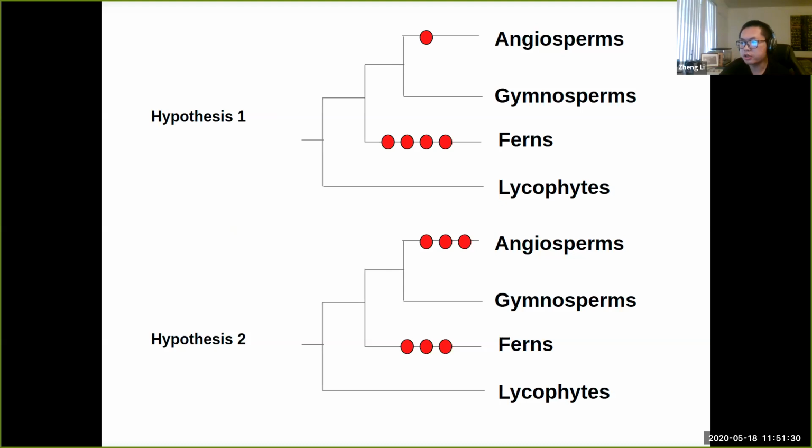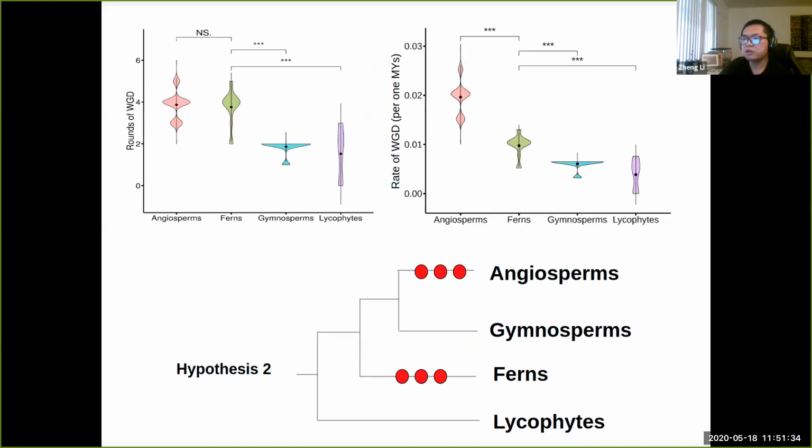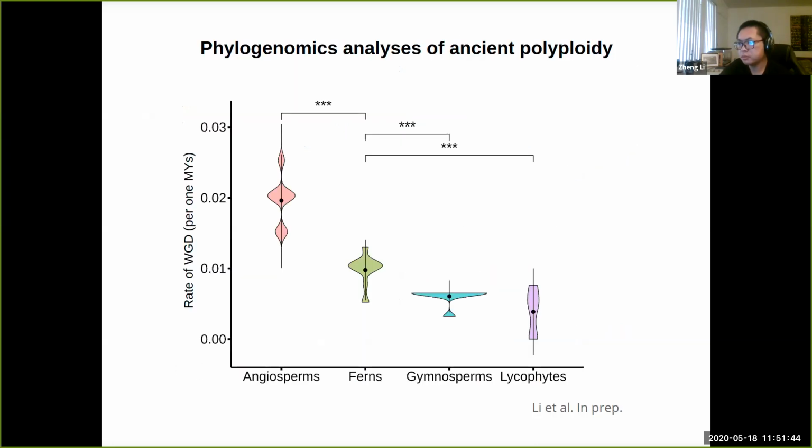So going back to our two hypotheses, either ferns have more rounds or similar rounds, well, our results suggest fern and angiosperm probably have very similar rounds of ancient polyploidy, supporting our hypothesis number 2. And also, this estimated rate of ancient polyploidy is coming from our phylogenomic analyses, so completely based on inferences from the transcriptomes and genomes, and then we estimate the rate.